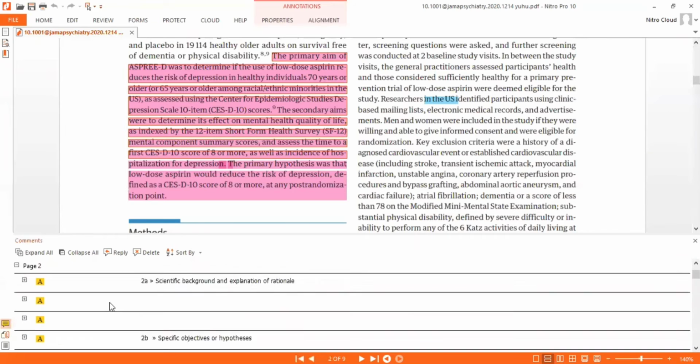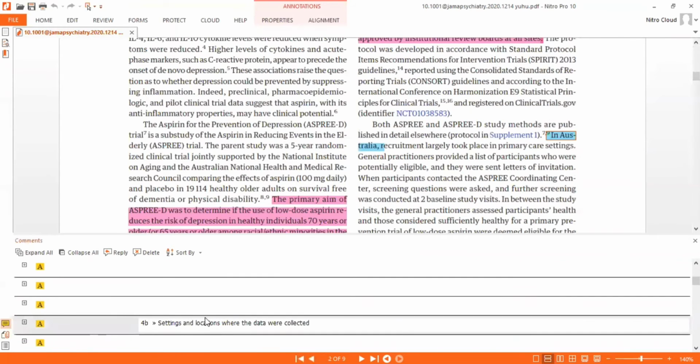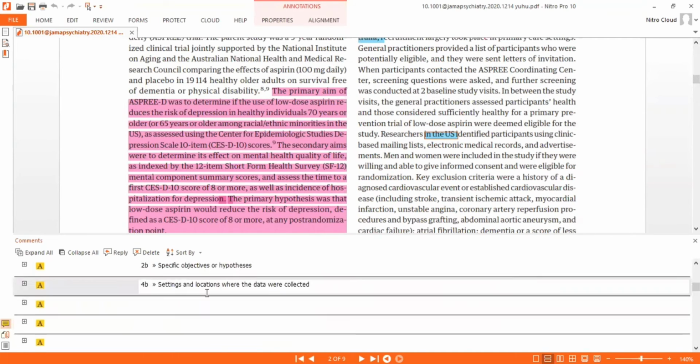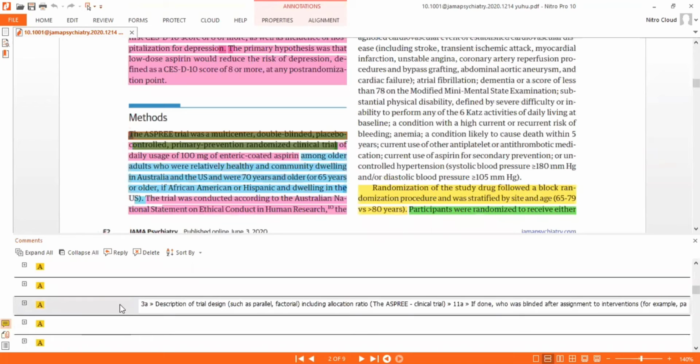Next, point 4B, setting and location where data were collected. The data were collected in Australia and in the US. Next, point 3A, description of trial design, including allocation ratio. The ASPREE trial was a multicenter, double-blinded, placebo-controlled, primary prevention, randomized clinical trial.